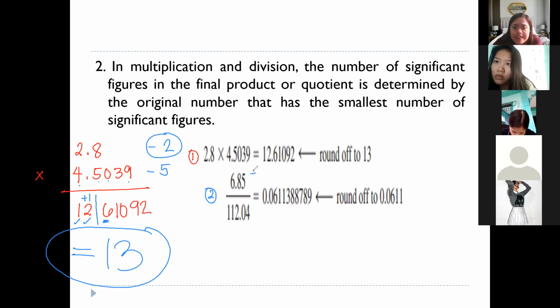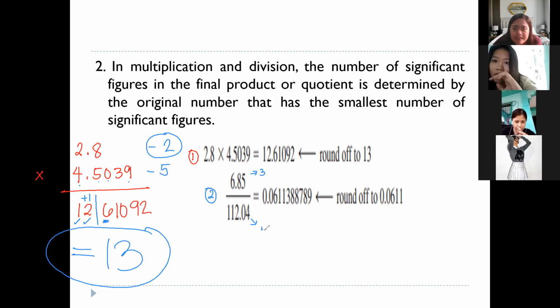So, for the first niya given, how many significant figures ito? 3, ma'am. Okay, very good. It's 3. How about sa second? 5, ma'am. This is 5. So, 1, 2, 3, 4, and 5. 5 significant figures. So, syempre, since lesser man, we will follow this. So pag mag-round off the class, kailangan ang final answer na ay 3 significant figures.